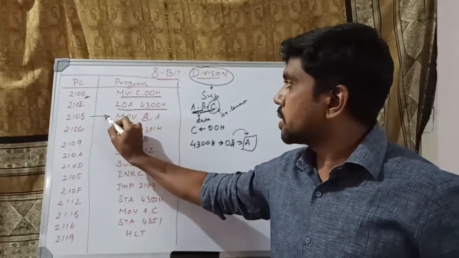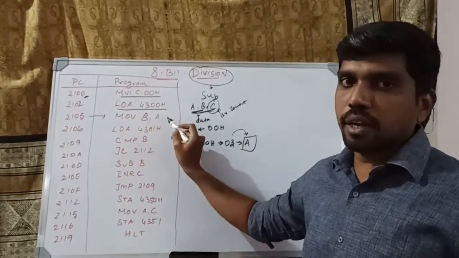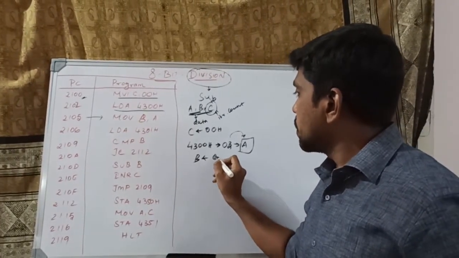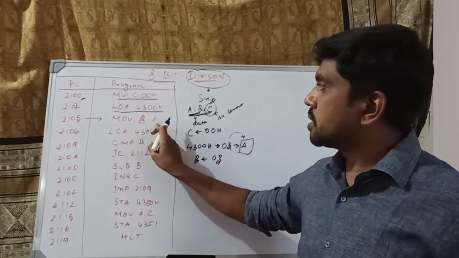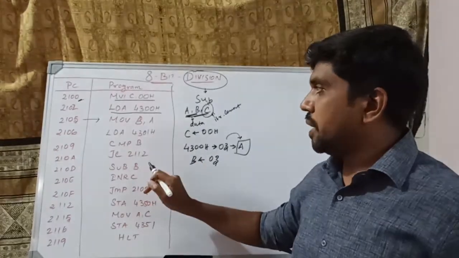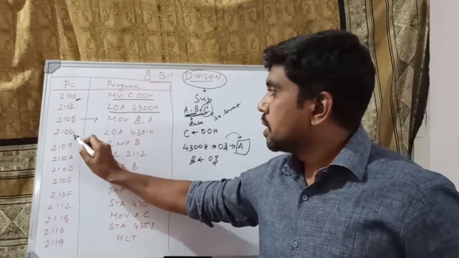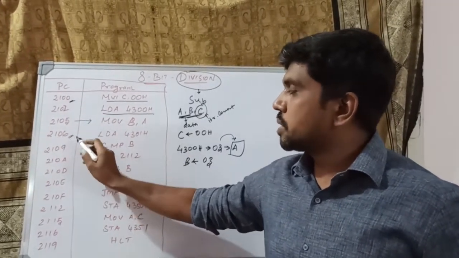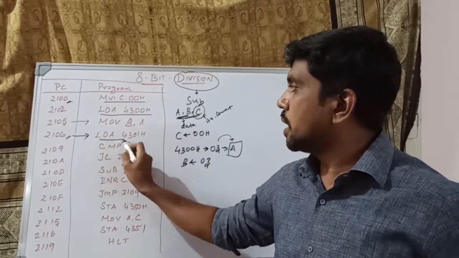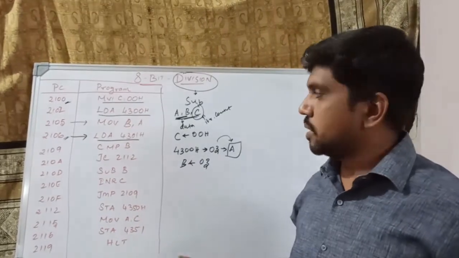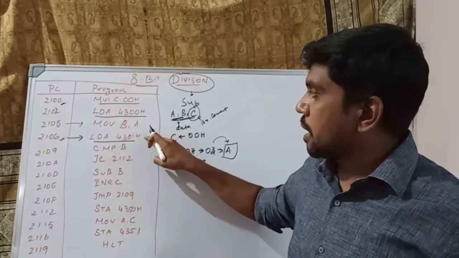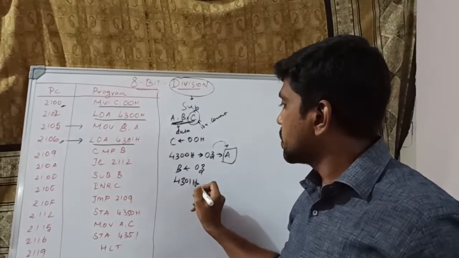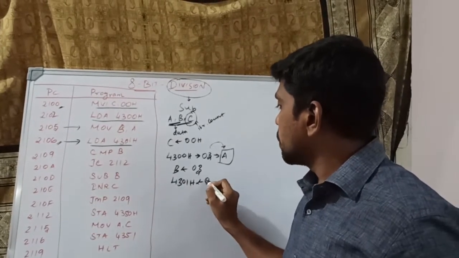In this address location, you get the instruction MOV B, A. Now the B value is 03, because after execution of this instruction, the A value is transferred to B. The next instruction you get from 2106, the program counter address location. Now you get the instruction LDA 4301H. Now you get the second value from the memory location 4301H. Here I am taking 09.